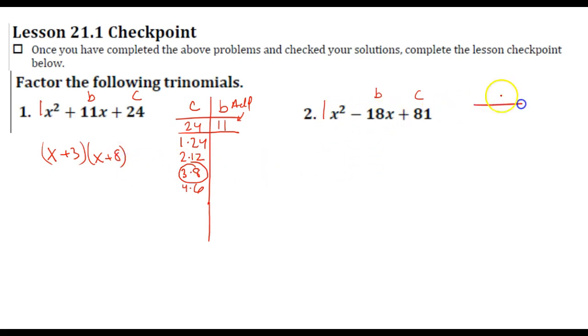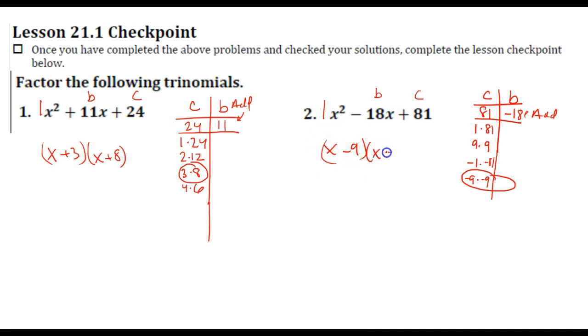For this one, again, I'm going to write down my c and b value, my 81 and my negative 18, and see what factors there are for 81. So there's 1 times 81, there's 9 times 9. Of course, I can list my negatives as well. Negative 1 times negative 81, negative 9 times negative 9, and see which ones add to get me negative 18, which would be these right here, right? So that'd be x minus 9 and x minus 9.